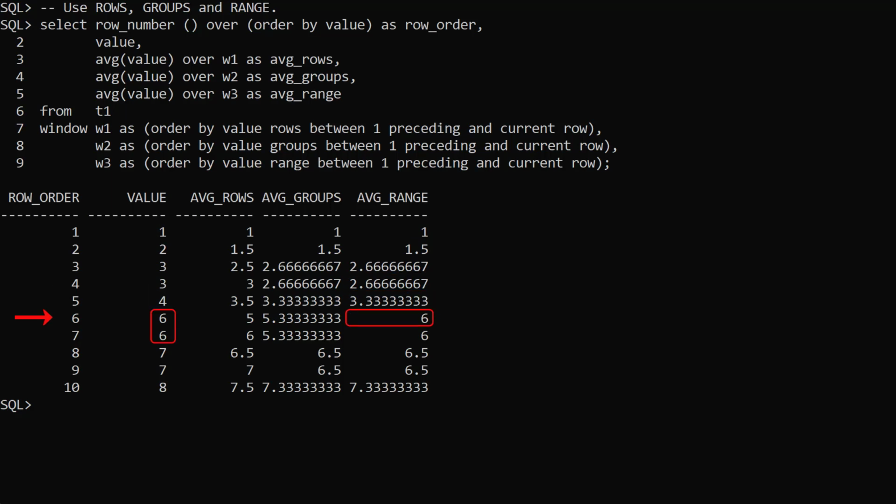Rows 6 and 7 have a tie for the value 6. The range is from 1 preceding, so 6 minus 1 equals 5. That means we're including any rows with the value 5 and 6. Since there are no rows with the value 5, we just have an average of those rows with the value 6. For this dataset, the results of groups and range look similar unless there's a gap in the sequence.